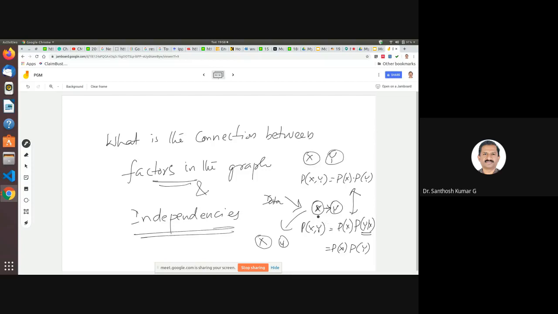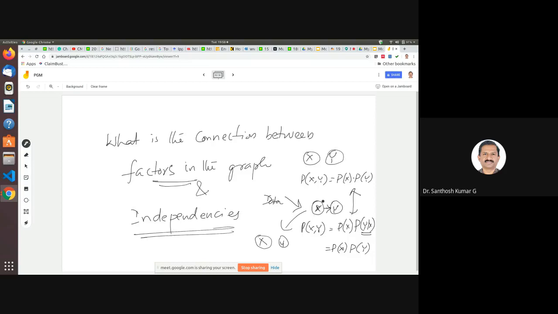But here in this case, by looking at the factor, I have concluded that the factors of this joint distribution is something like p of x multiplied by p of y given x, right? Given x. So this is a conditional distribution. And by observing x, right? So what is the meaning of this?